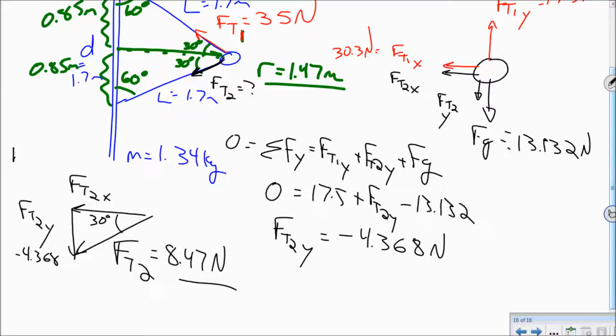So to solve part B, I need to find F2x, right? So do a little trig, or a little Pythagorean theorem, however you want. And F2x turns out to be 7.57. And so now I can find my net force by just adding up my two x components, right? So 30.3 plus 7.5 gives you the answer of 37 point whatever it is. Good? How are we doing?